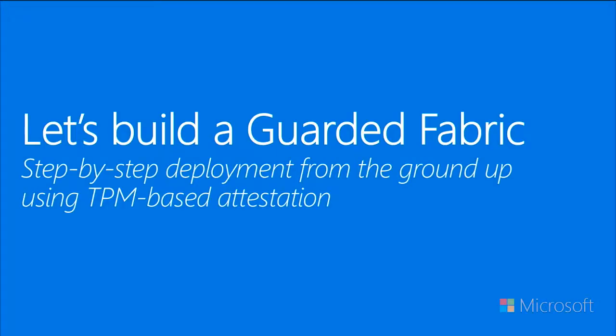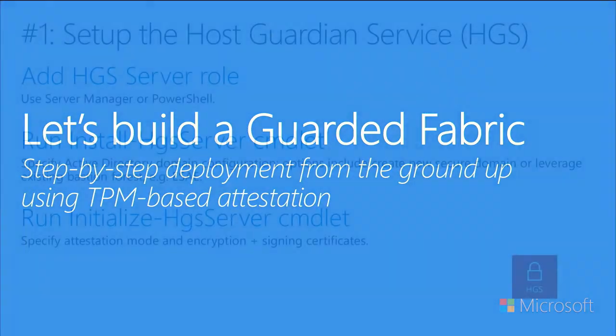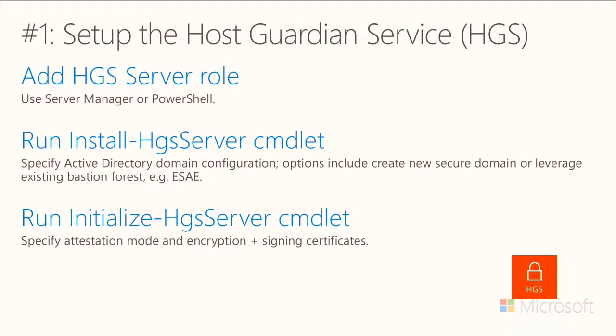So let's go ahead and build a guarded fabric, literally a step-by-step deployment from the ground up so that you can get to see how this is done. And rather than do so with Active Directory-based attestation, we'll do the more configuration-heavy TPM-based attestation, which lands us in our best practice model of TPM-backed attestation. So, step number one is to set up the Host Guardian Service.